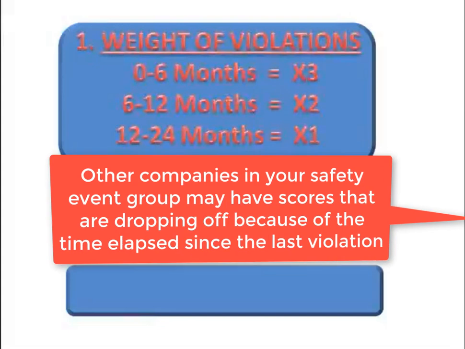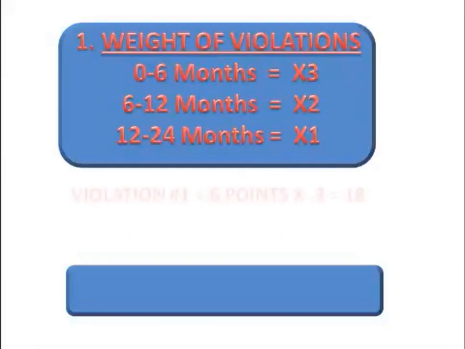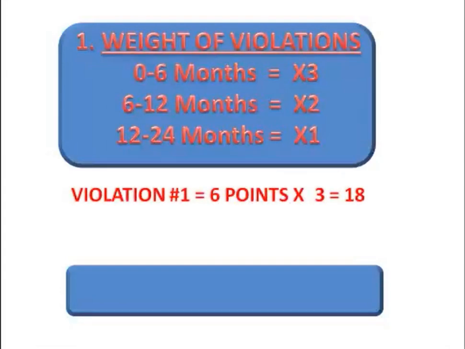First is the time weight of violations. Other companies in your safety event group may have scores that are dropping off because of the time elapsed since the last violation. Remember that first violation you received for 6 points? If 6 months have passed, the point total is only 6 times 2 for a total of 12 instead of the 18.